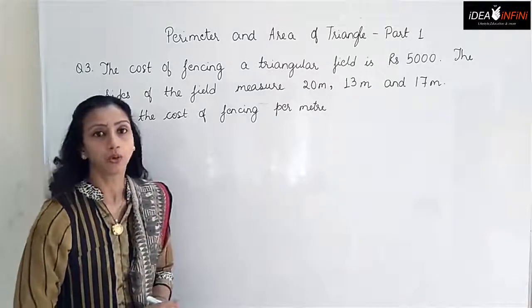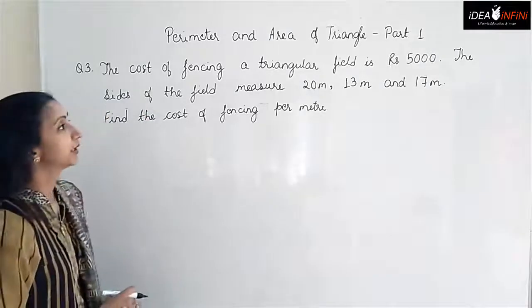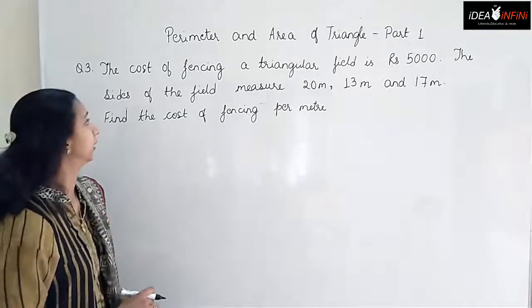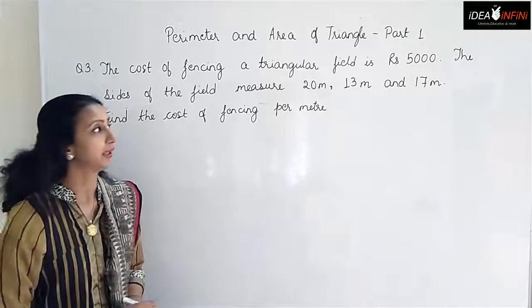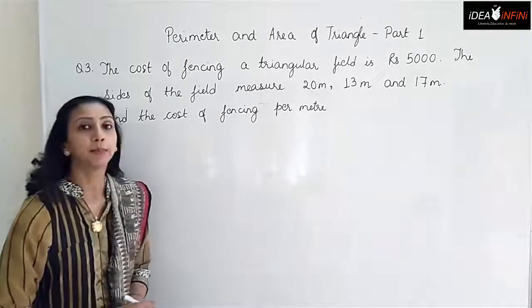And the total cost of fencing has been given as rupees 5,000. The cost of fencing a triangular field is rupees 5,000. The sides of the field measure 20, 13 and 17 meters respectively. Find the cost of fencing per meter.